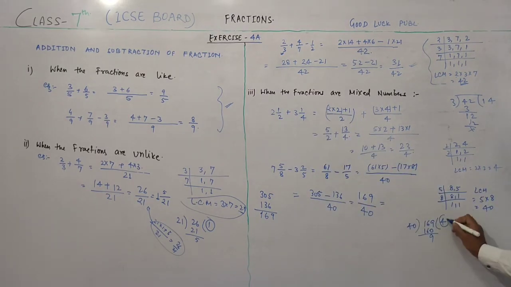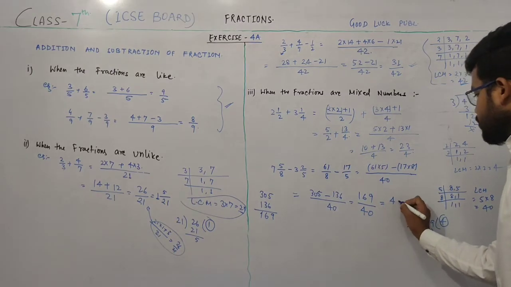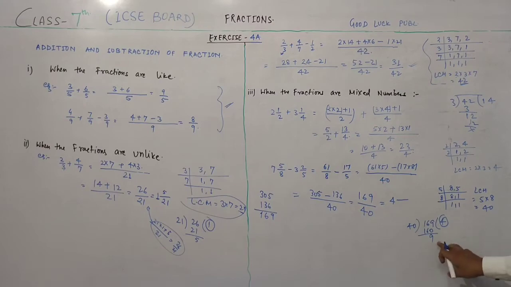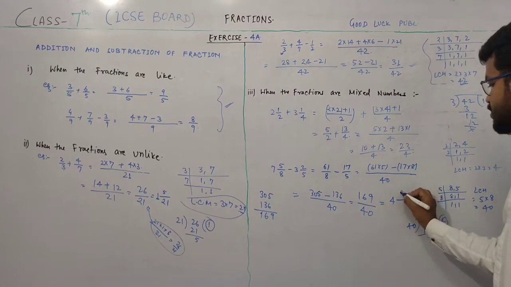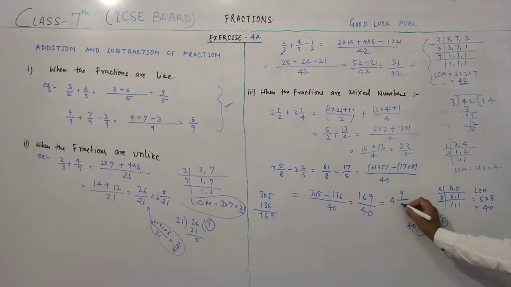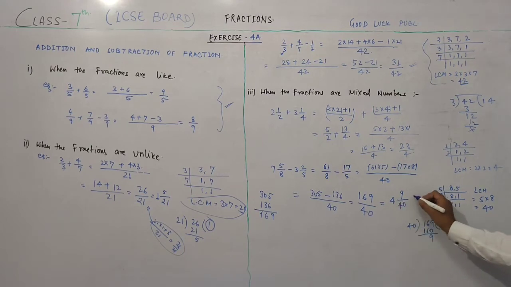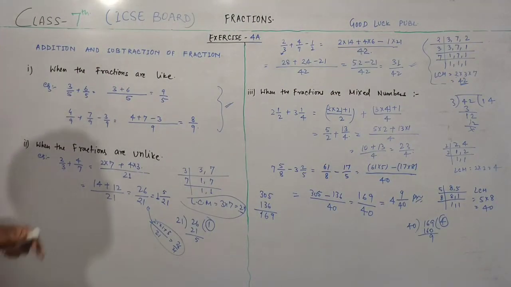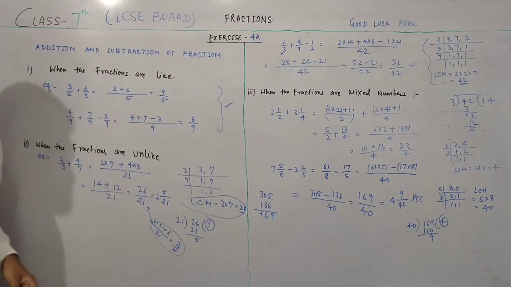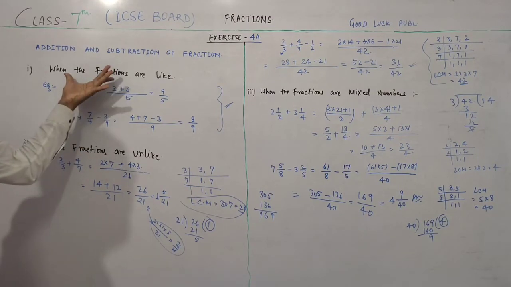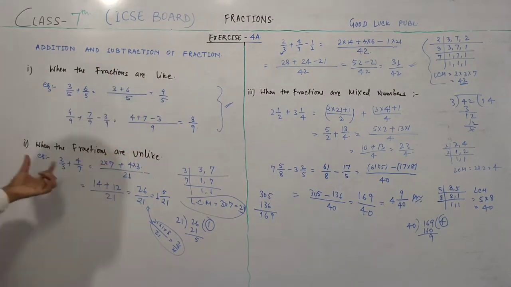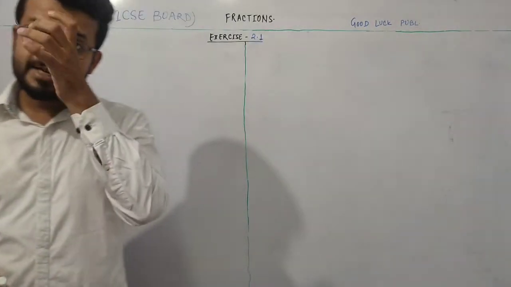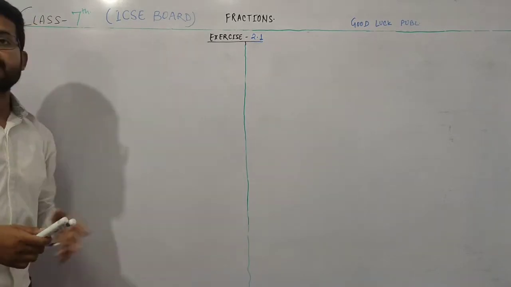So I write this as a mixed fraction. So this is the quotient. Firstly write the quotient. Okay, now take a fraction. This is 9, so write this remainder as the numerator and this 40 in the denominator. So this is your answer. Okay, so this is the method to how to add and subtract the fraction. It is for like fraction, how we add and subtract, for unlike fraction, and then the mixed fraction. So let's continue with the exercise problem 2.1.